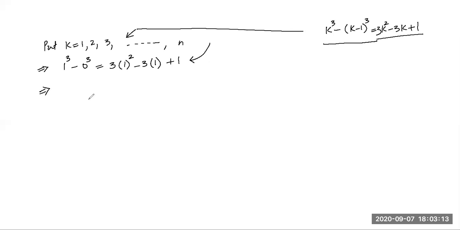Say put k is equal to 2. 2 cube minus, 2 minus 1 is 1, so it will be 1 cube is equal to 3 into 2 square minus 3 into 2 plus 1. Beautiful. Say the third one. Come on, read 3 fast. 3 cube. Now you put k is equal to 3. Here k is equal to 2, and here k is equal to 1.